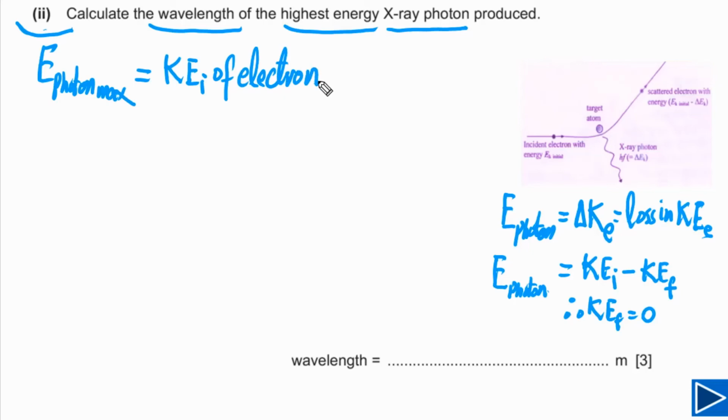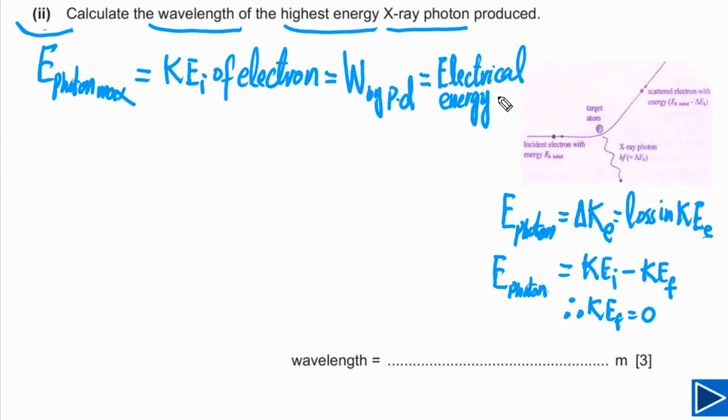And the initial kinetic energy of the electron is equal to the work done by the potential difference, or simply the electrical energy supplied to accelerate electrons. Now we can write the energy of the photon as hc over lambda, and the work done by the potential difference is equal to q times delta V.